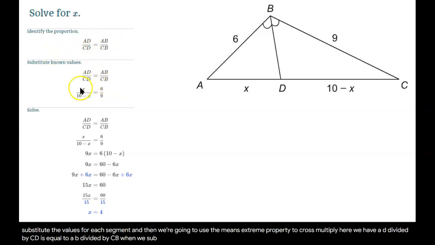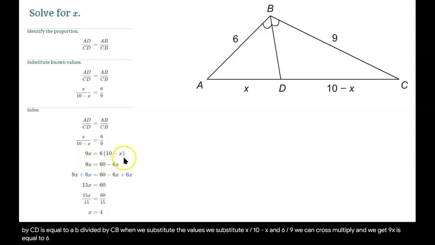When we substitute the values, we substitute x divided by 10 minus x and 6 divided by 9. We can cross multiply and we get 9x is equal to 6 times 10 minus x. Make sure that we distribute 6 to both 10 and negative x, which will give us 9x is equal to 60 minus 6x.